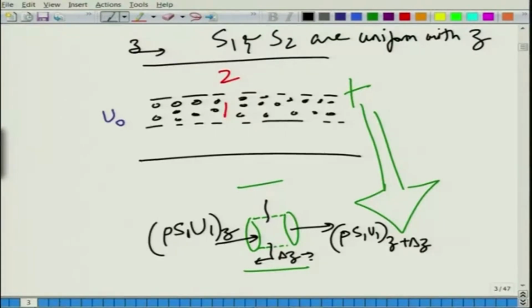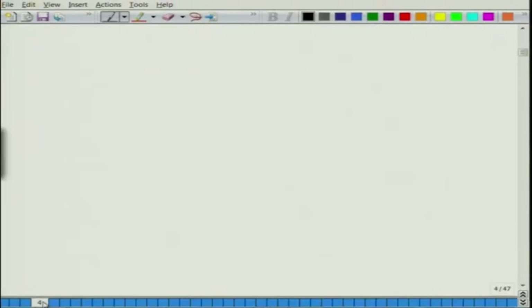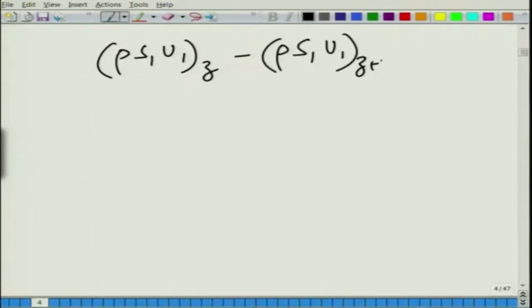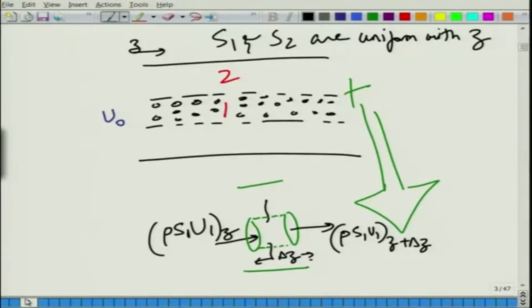So, the flux, basically density into the cross section area into the velocity, will give you the mass flow rate. The difference of that will give you the net mass flow rate. I guess I have to use another slide. The one that goes in is rho S1 U1 at Z, and the one that goes out is rho S1 U1 at Z plus delta Z.